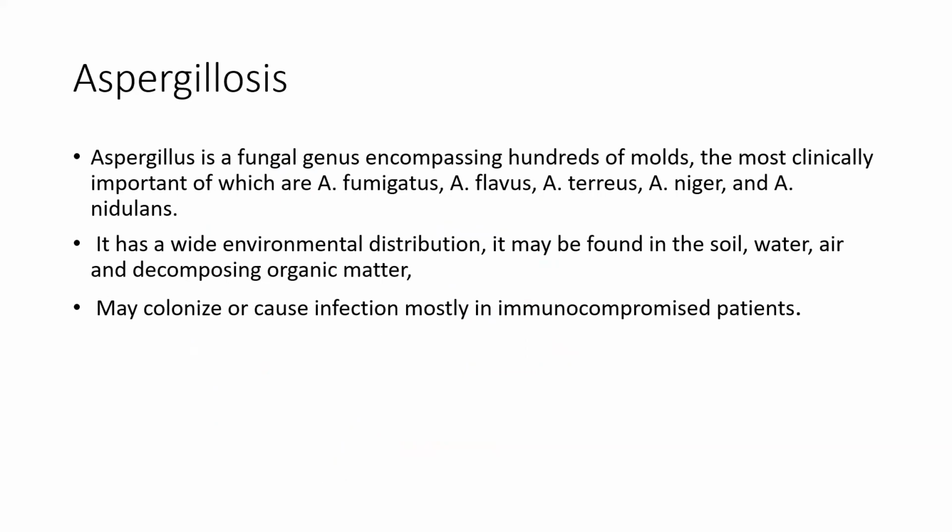Now the next infection is aspergillosis. Aspergillus is a fungal genus encompassing 100s of molds, the most clinically important of which are Aspergillus fumigatus, Aspergillus flavus, Aspergillus terreus, Aspergillus niger, and Aspergillus nidulans. It has a wide environmental distribution, and it may be found in soil, water, air, and decomposing organic matter. It may colonize and cause infection mostly in immunocompromised patients.